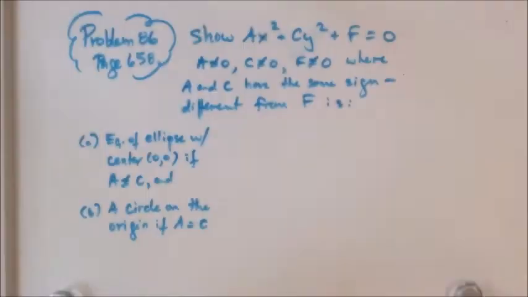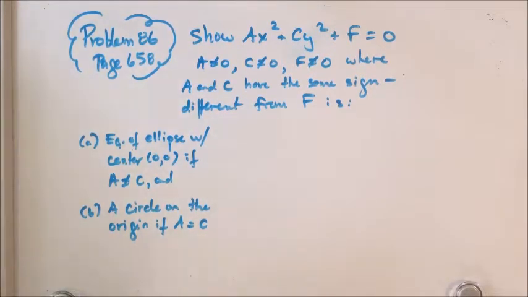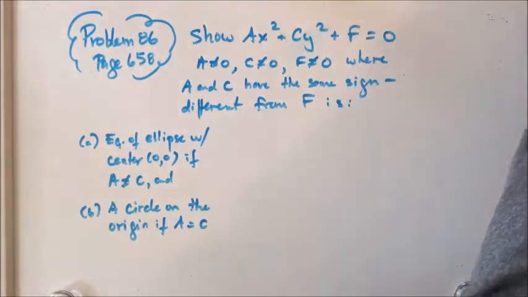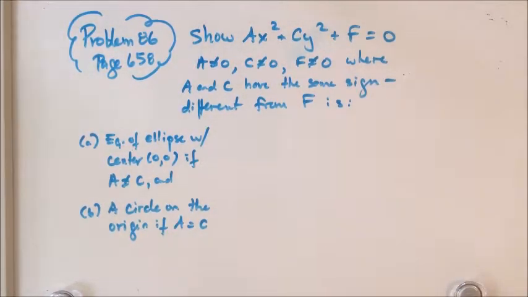Okay, here is problem 86, page 658. I have assigned you problem 87. You'll find that the last problems associated with parabolas, ellipses, and hyperbolas might even have the same numbers. They might all be 86, 87. They're certainly in the late 80s in all cases.